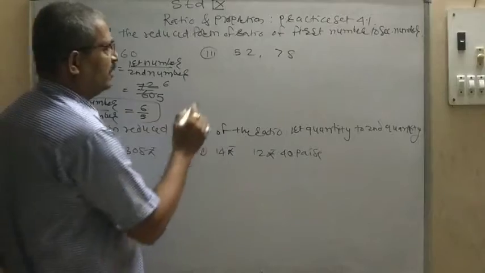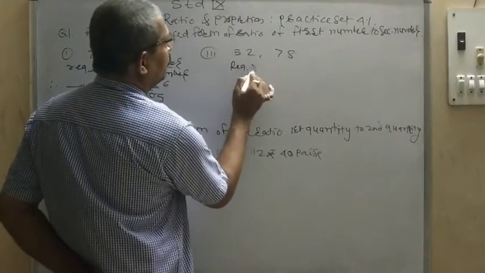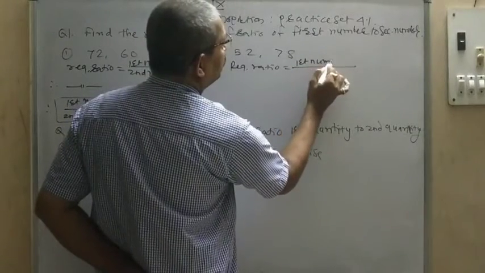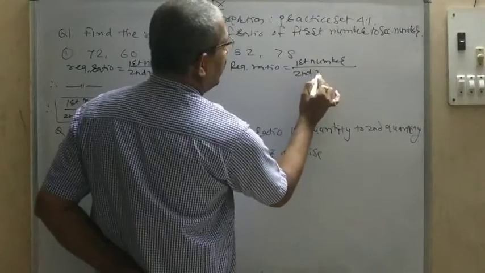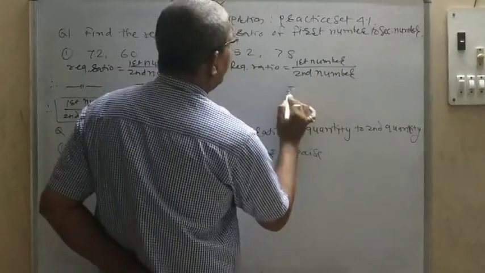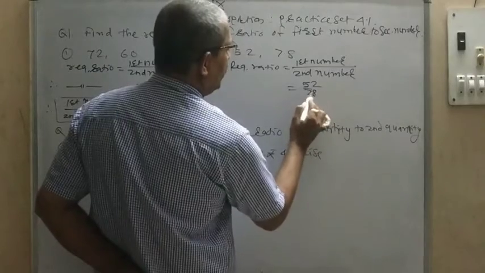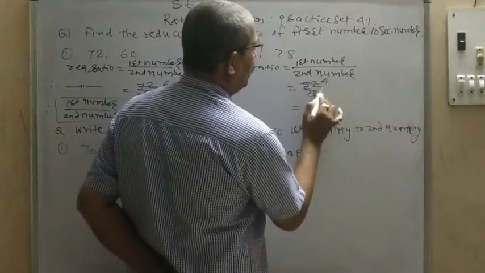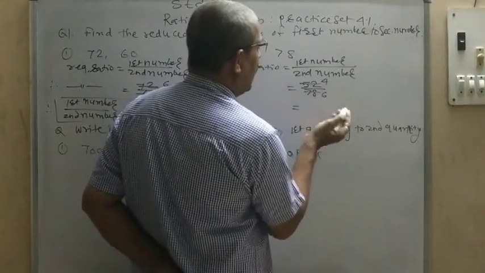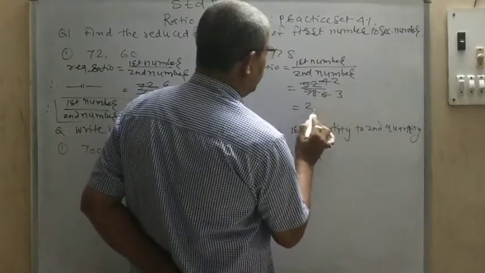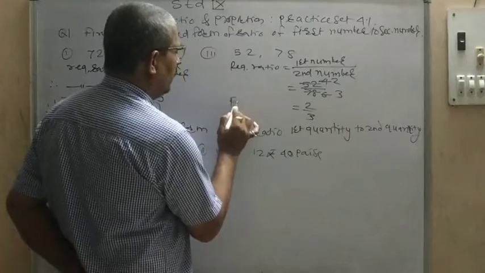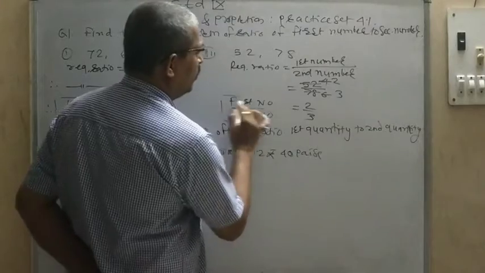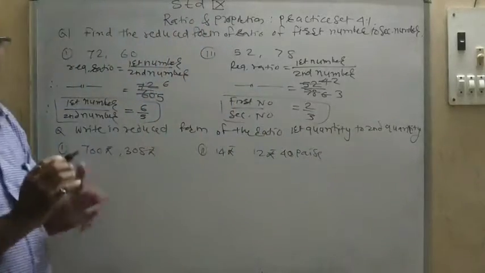I am going to write the third one. The required ratio is equal to first number upon second number. Then what is there? 52 upon 78. By which table does it go? It is divisible by the 13 table. Therefore 13 4s are 52 and 13 6s are 78. Again it goes 2 2s are, 2 3s are, means 2 upon 3. Therefore first number upon second number is equal to 2 upon 3, this is the answer.